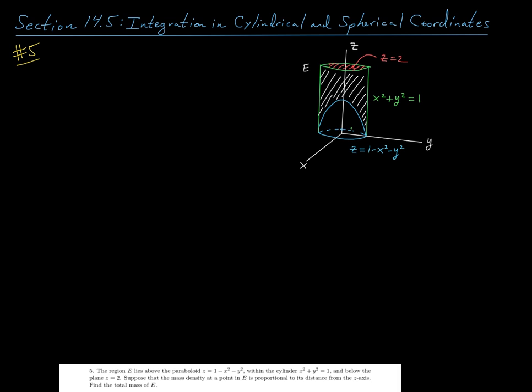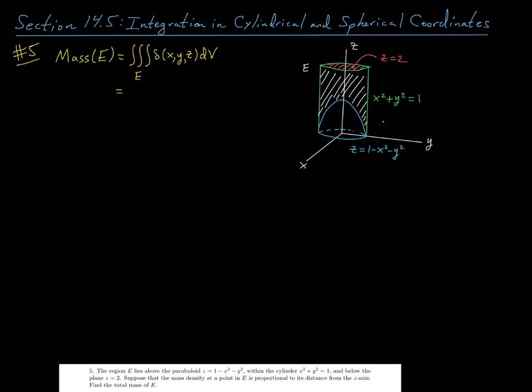Okay, so now let's go ahead and talk about setting up our integral. The total mass of our solid E is going to be the triple integral over our region E of our mass density function, which I'll call delta, so delta of x, y, z dV. All right, and now let's go ahead and set this up as an iterated integral using cylindrical coordinates.